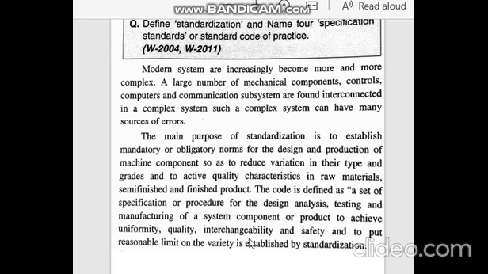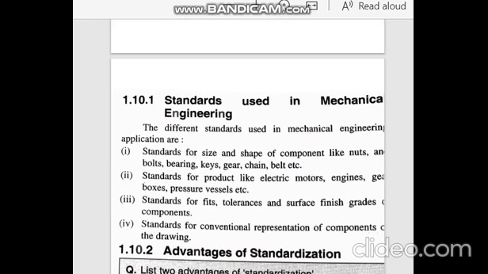But if you are making in companies, for interchangeability these standards are used, and standards are used for safety purposes also. Also, a reasonable limit should be there, the variety should not be so much that it becomes a burden for people. So that is why standardization is practiced.